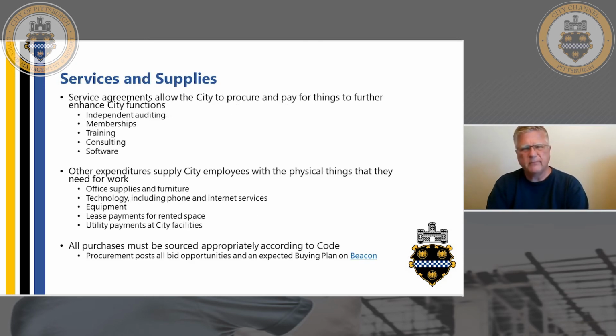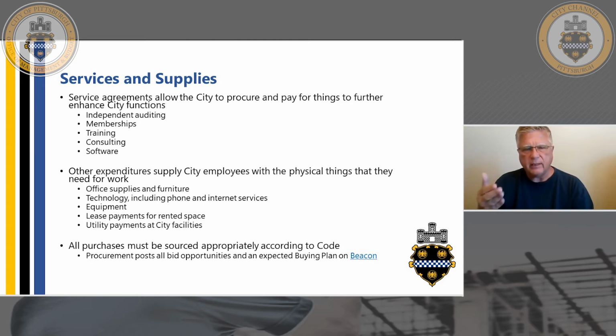So then what's left after you take out salaries and benefits, and pension and workers' comp and debt service is services and supplies. Service agreements allow the city to procure and pay for things to further enhance our city functions. These are the things that I mentioned earlier: professional services, independent auditing, memberships, training, other consulting projects, software. And then there's also other expenditures that supply city employees with the physical things that we need for work. This would be pens, paper, sticky notes, office supplies and furniture, technology, including phone and internet services, equipment, lease payments for rented space, and then utility payments at city facilities.